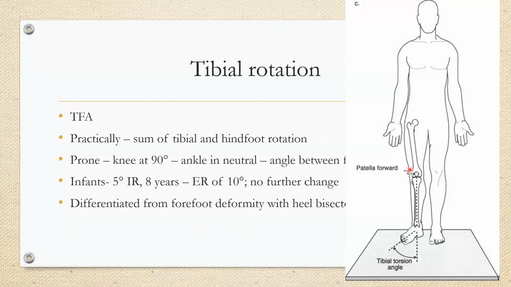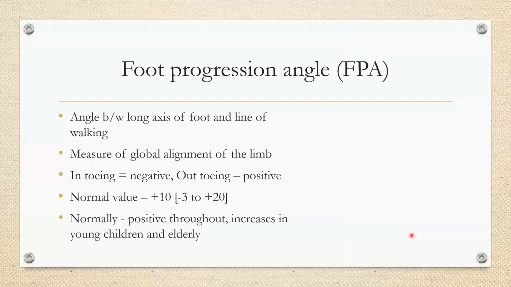The next index to be measured is the foot progression angle, which is the angle between the long axis of the foot and the imaginary line of walking. It is a measure of global alignment of the limb, including deformities in multiple bones and muscular forces acting across each joint. Just like the thigh foot angle, in-toeing is considered negative and out-toeing is considered positive. The normal foot progression angle is 10 degrees, and the acceptable range is up to 3 degrees internal rotation and 20 degrees external rotation. Normally, it remains positive throughout life.